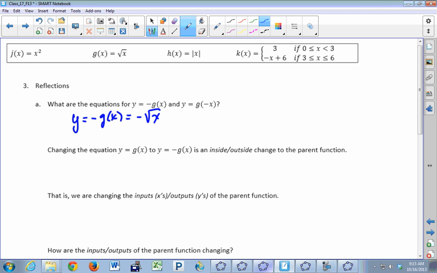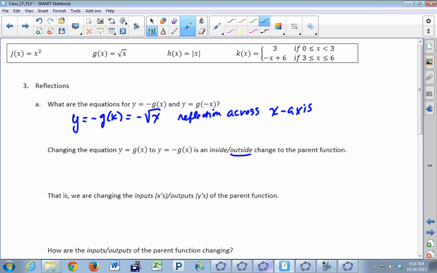Negative square root of x, right. It's the negative square root versus the positive square root. Okay, so that's what y equals negative g of x looks like. And this is a reflection across the x-axis.